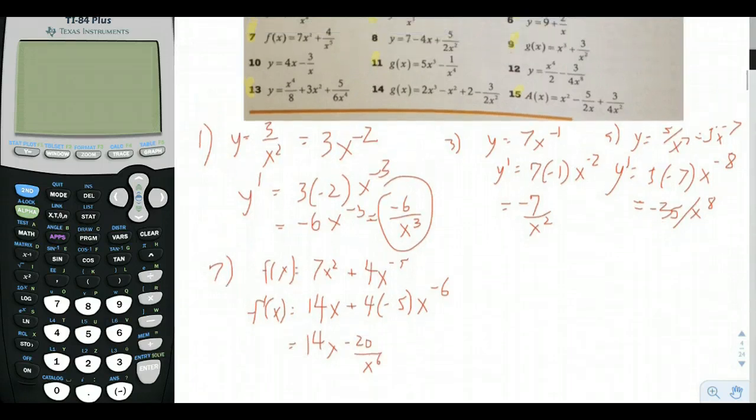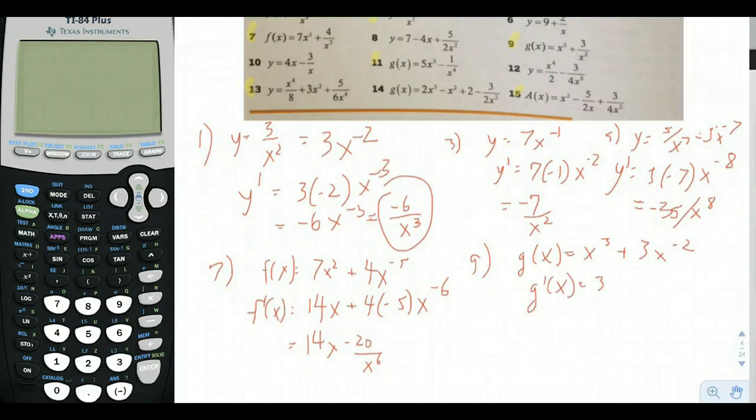Now we do number 9. G of x is equal to x cubed plus 3x to the negative 2. And if I take the derivative of g of x, then I would get 3x squared plus 3 times negative 2, x to the negative third. If I was going to rewrite that, I would write 3x squared minus 6. Oops, let me put that in the denominator. X to the negative third is equal to 1 over x to the third. That's number 9.